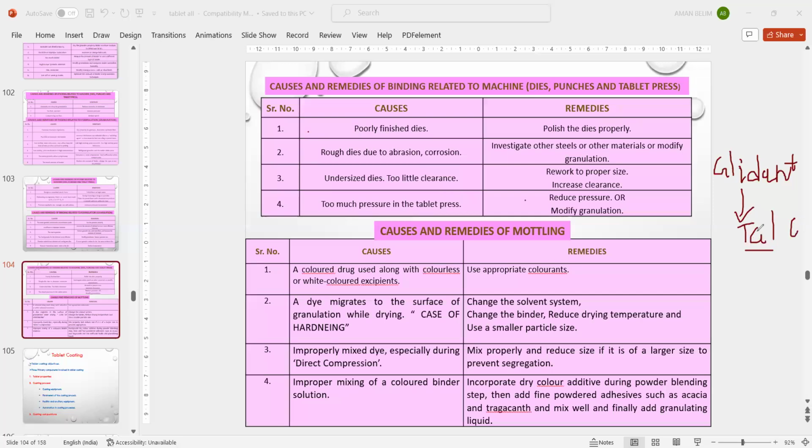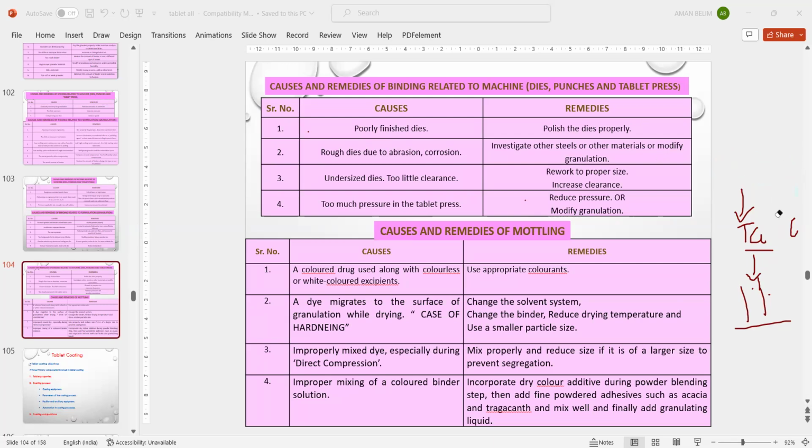And what is the percentage? It is 1%, right? 1% talc is used. So these are very important tablet manufacturing defects to discuss, and some we will discuss in the MCQ solving part also.